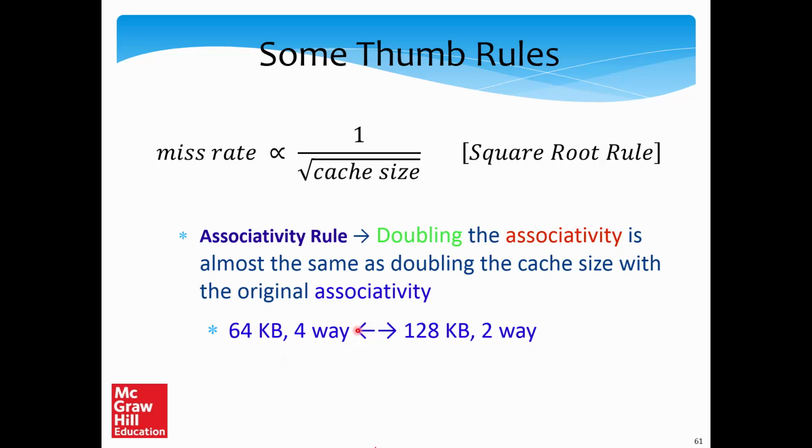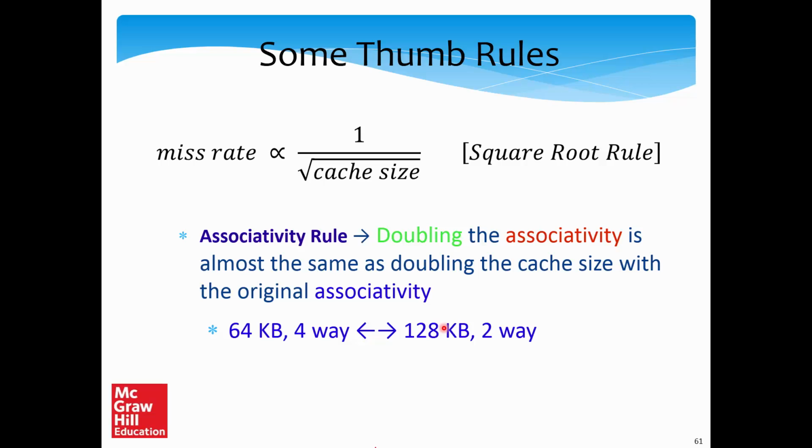So what are we doing? We are doubling the cache size and we are reducing the associativity by half, right? And so if we go the other way, doubling the associativity from 2-way to 4-way is the same as keeping the original associativity but doubling the cache size. So, these two rules are approximate, and can be used whenever required.